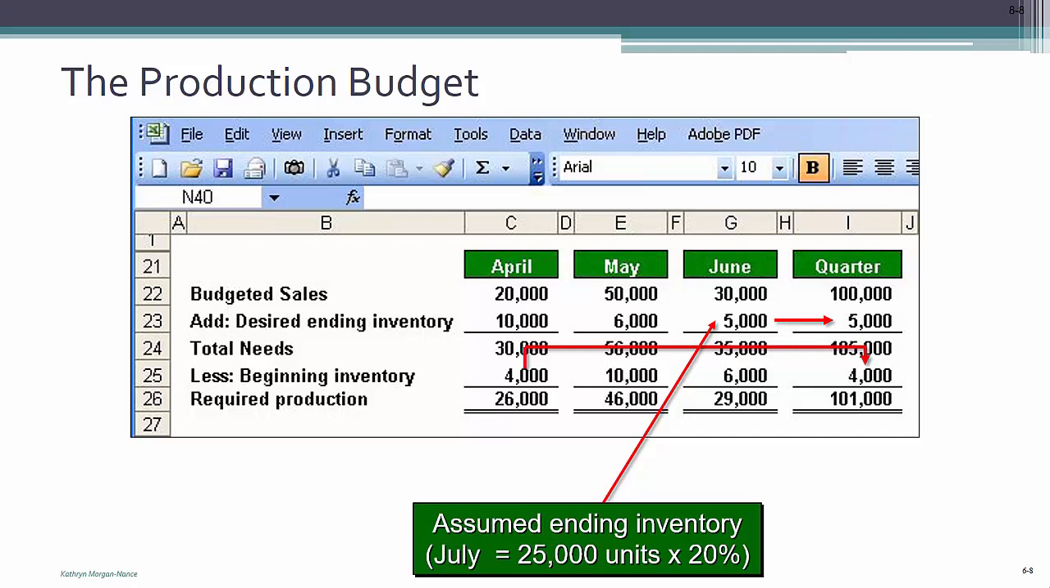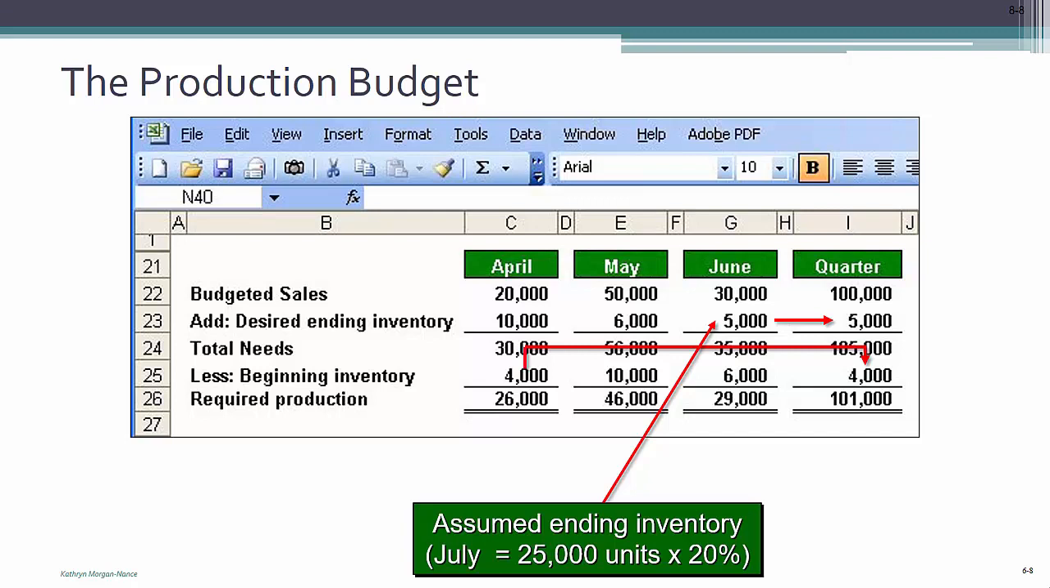For June, we perform the same procedure and calculate required production of 29,000 units. Notice we are assuming a desired ending inventory of 5,000 units. This implies that projected sales in July are 25,000 units because 20% of 25,000 units is 5,000 units in ending inventory. Now the final step is to complete the quarter columns.